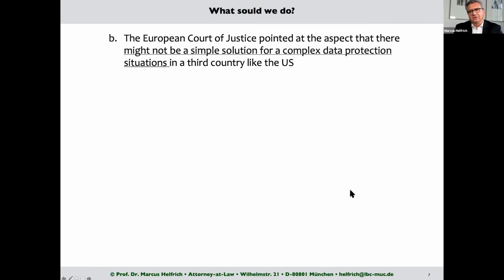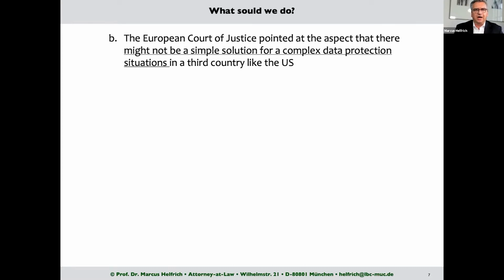The next point is that the European Court of Justice pointed at the aspect that there might not be a simple solution for a complex problem. This is, I think, indirectly expressed by a kind of obiter dictum of the court, because it said, okay, if we take the standard contractual clauses, we as a court are not in a position to say those standard clauses are not an appropriate tool. This is up to the supervisory authorities.